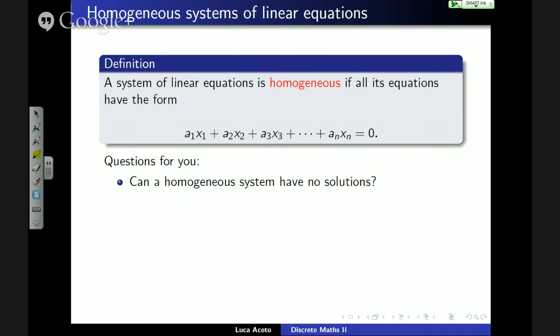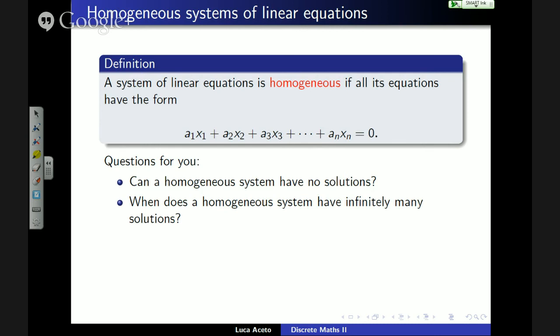Okay, so these systems are nice because they are always consistent. So what is the interesting question for these systems? Well, when does this system have infinitely many solutions? Since it always has at least one, we want to know whether it has infinitely many or not. It has one solution when everything is 0. That's always a solution. The question is whether there is some other solution which is not 0.